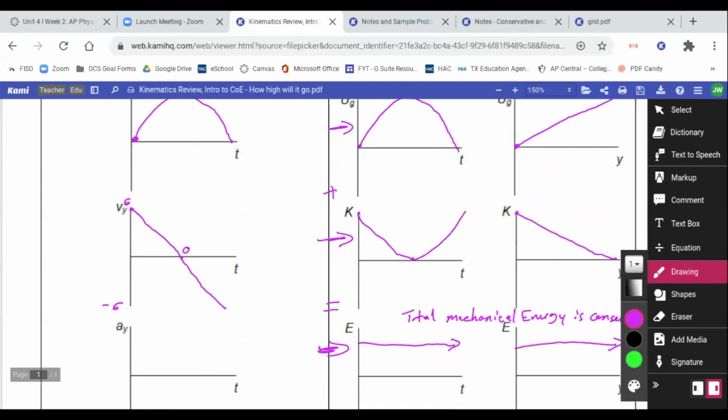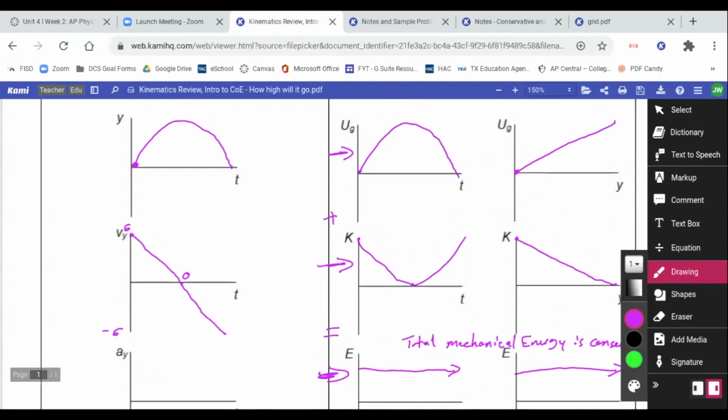This isn't so much about memorizing what the teacher drew. What we need to realize is it's increasing or decreasing, and it's moving from one position to the other. The UG over Y displacement one: if you're on the ground, you've got no potential energy, right? And the more Y you have, which is the higher you are, the more gravitational potential energy you're going to have. So let's say this is 1, 2, 3, 4, 5 meters off the ground. The more off the ground you are, the more potential energy you're going to have.